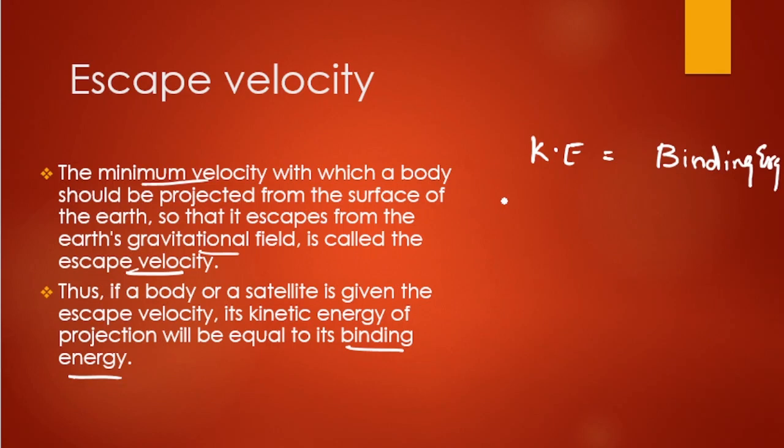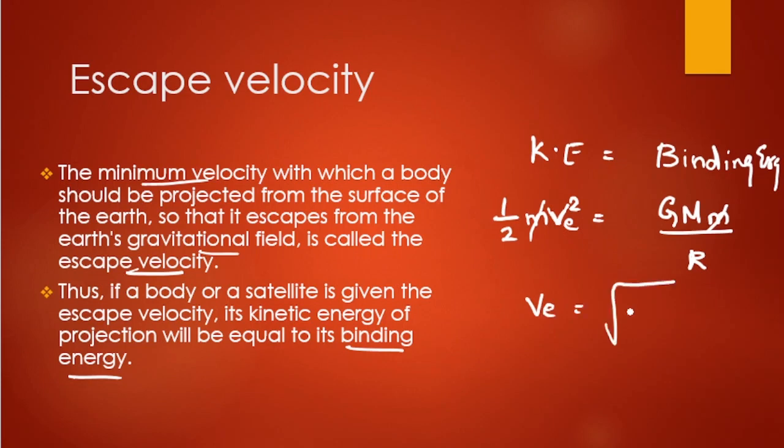So your kinetic energy is half mv square. That will be equal to your binding energy, which is GMm by R. This is what you can write as VE, because escape velocity is denoted with VE. Now your mass and your mass get cancelled. So your VE will be equal to the square root of 2GM by R. This is how you will get the final derivation. So this is your escape velocity. Very, very important to remember.